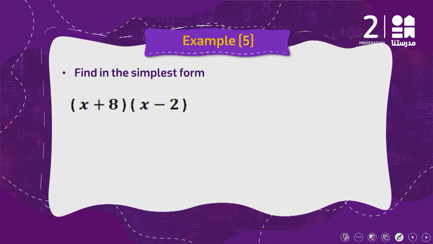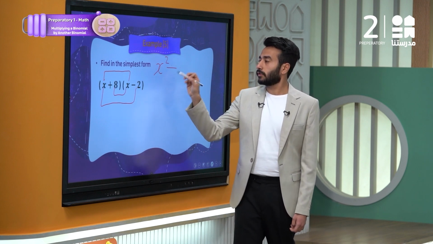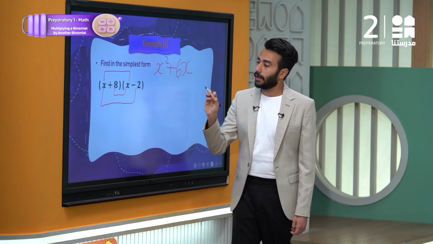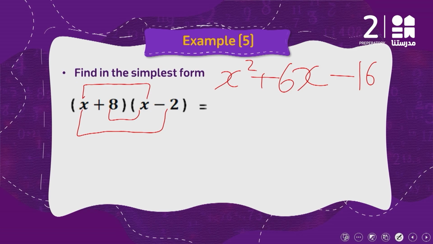Let's do this inspection. Again, first times first, which is x times x, which is x to the power of 2. Now, after multiplying this x with this x, let's multiply x by negative 2, which is negative 2x. And here is 8x, positive 8x, and negative 2x, it's positive 6x. At the end, 8 times negative 2, it's negative 16. So here is the answer, x power 2, positive 6x, and at the end, negative 16.